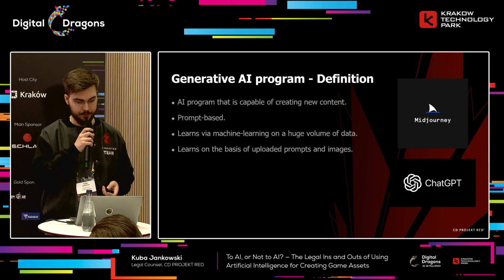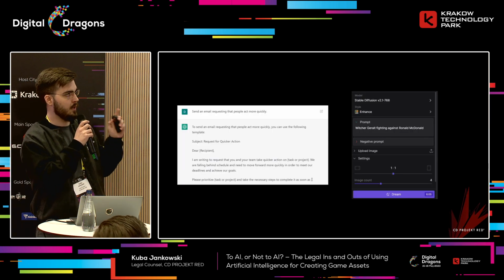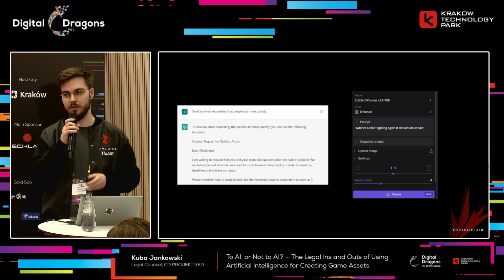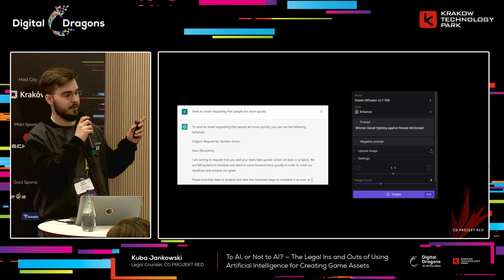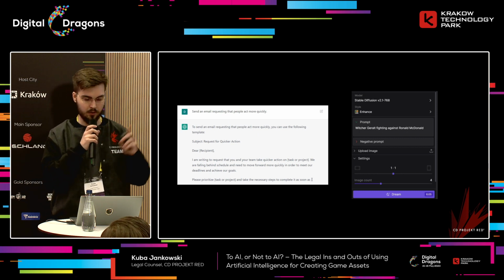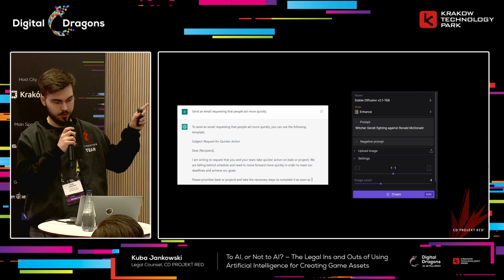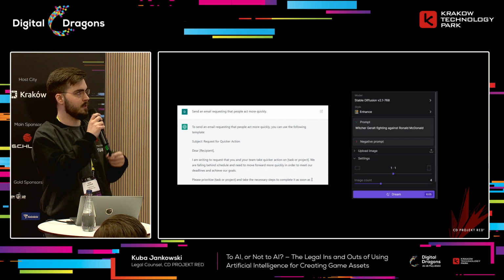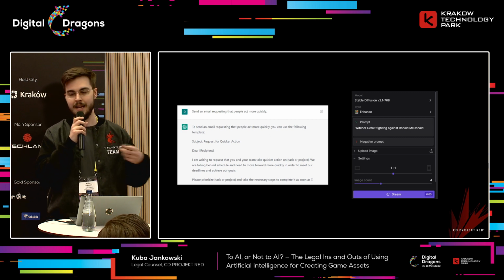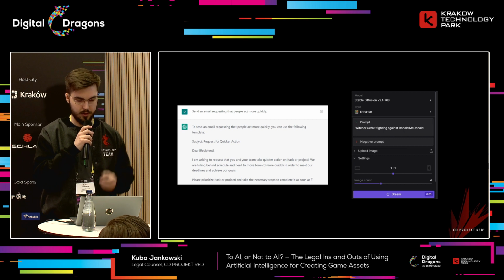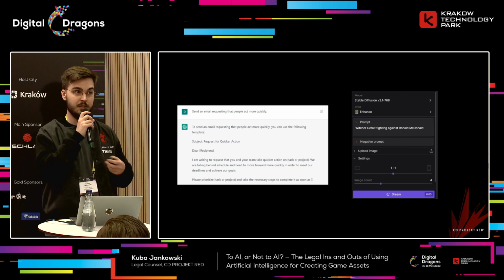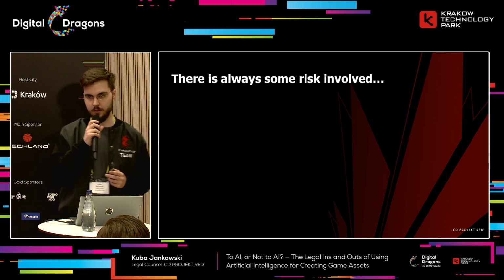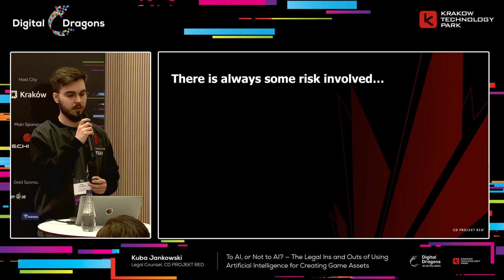And of course, these are the UI of two different programs for those of you who haven't had an opportunity so far to use any of them. So on the left side, you've got ChatGPT. On the right side, you've got Dream Studio. You've got, of course, a prompt and then the answer. In some situations, some tools allow you to input some additional context in order to get the best content that you want. Okay, so obviously there is always some risk involved, and we are talking about legal risk today.